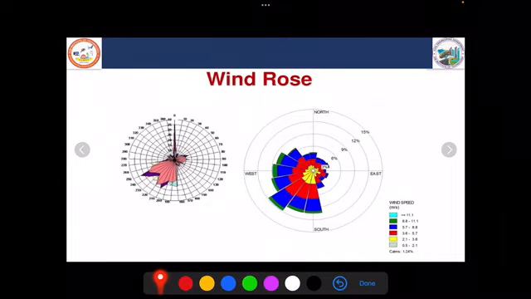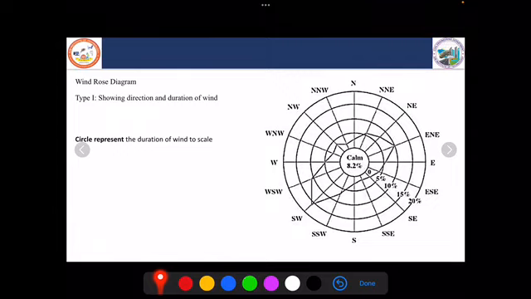Now first we'll understand what the components of the Windrose diagram are and how it is constructed. This is a Windrose diagram example. When we draw it, first we should draw these radial lines. All these radial lines indicate the wind direction.